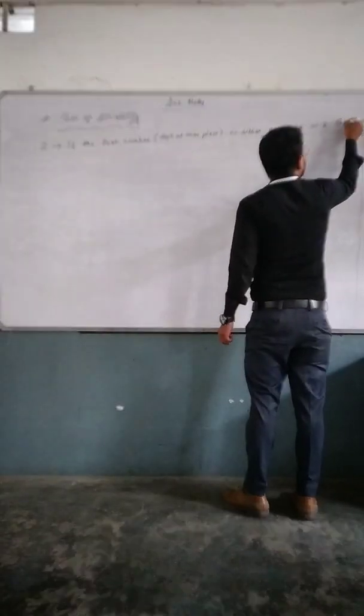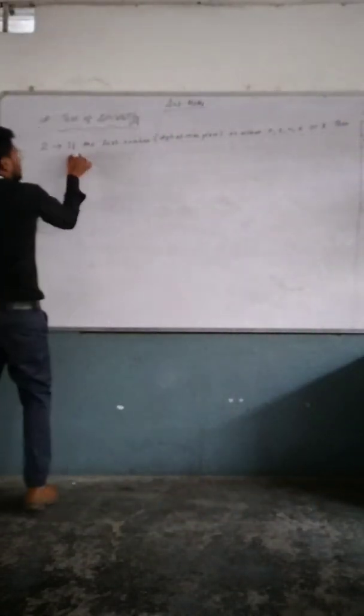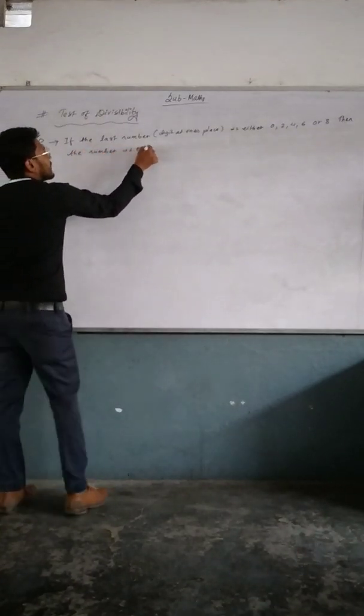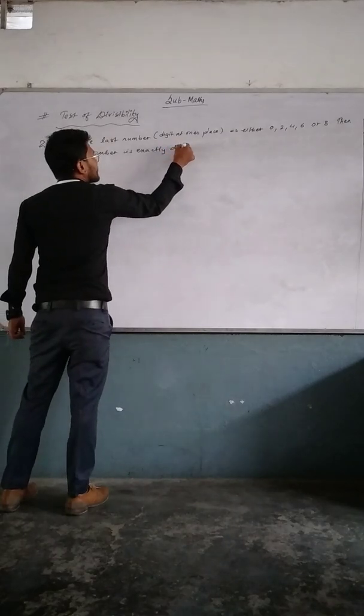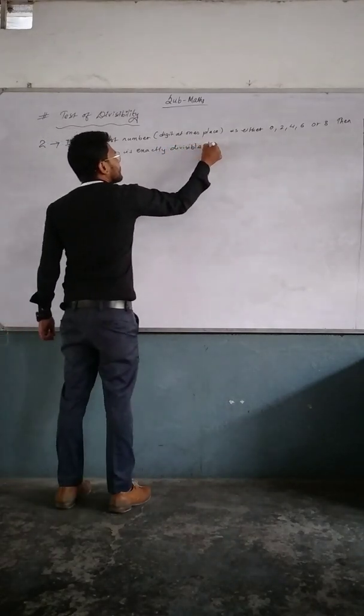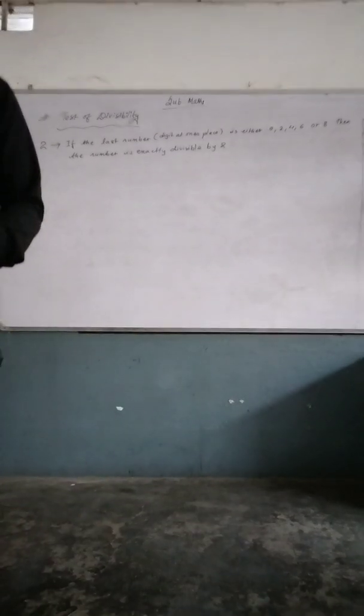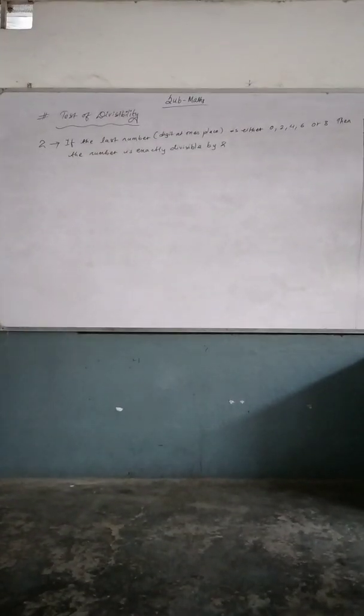is exactly divisible by 2. Already I told you the meaning of exactly. Meaning of exactly is without leaving a remainder, which means the remainder must be 0. Then only can we say it is exactly divisible. One second, look at the board.